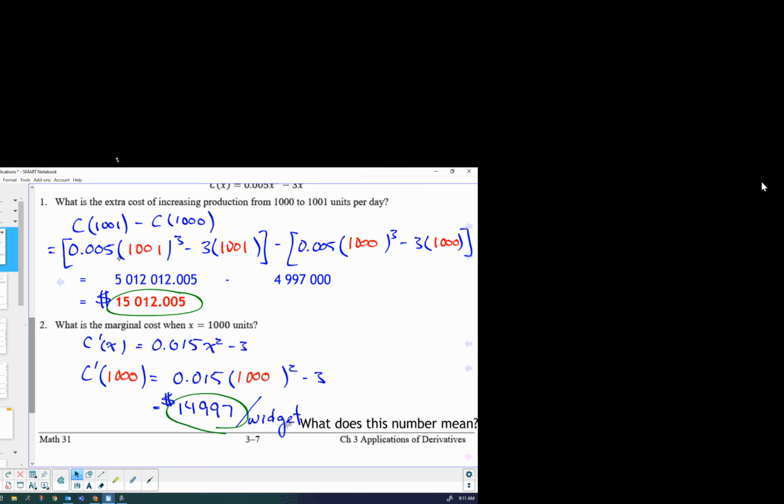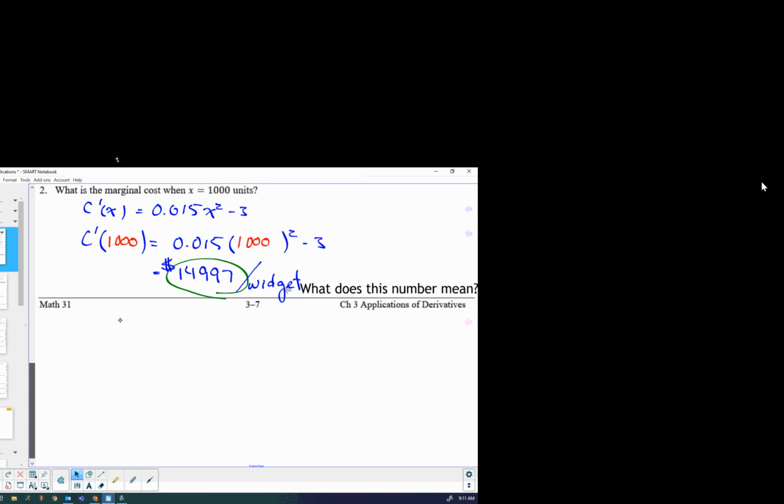Yep. So this one is basically $2,004. Hey, what does this number mean? It approximates the cost of producing the 1,001st widget, and it's about 15,000. The one more thing. Yep. Oh, that's an additional. Oh, okay.